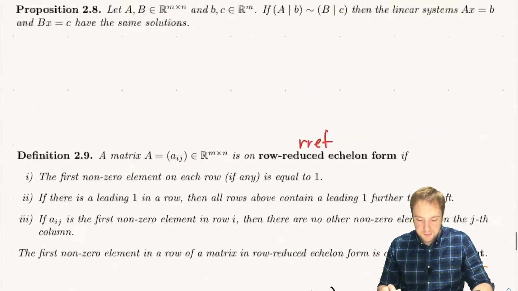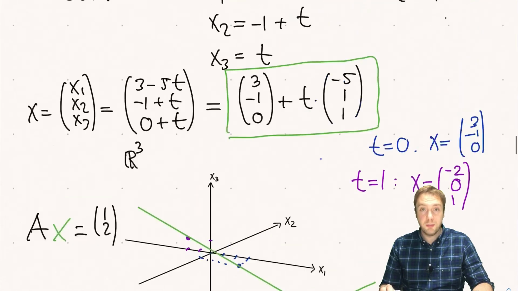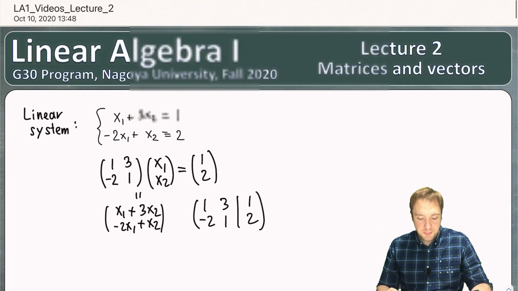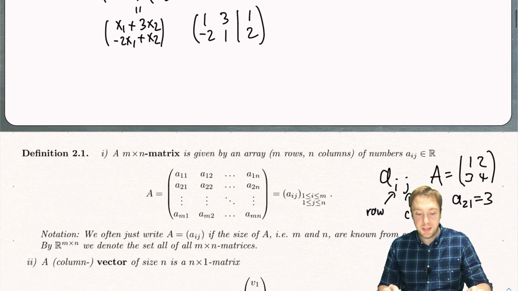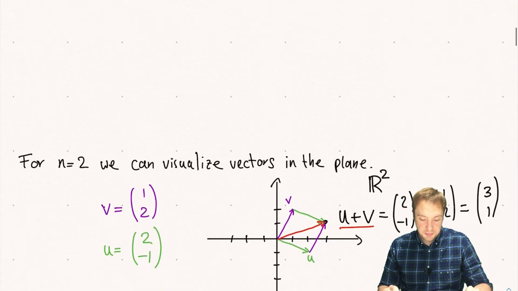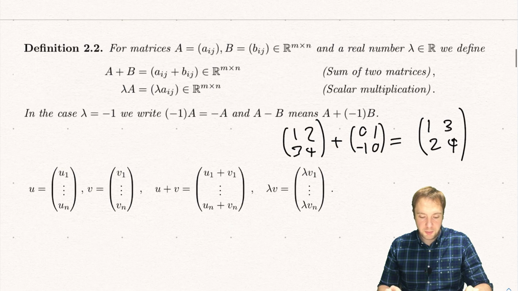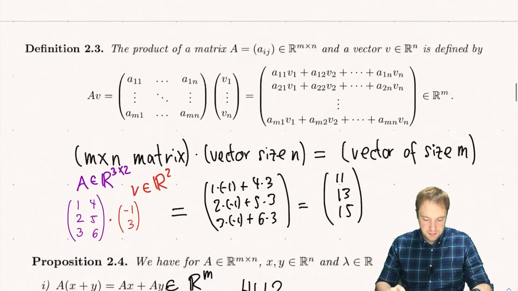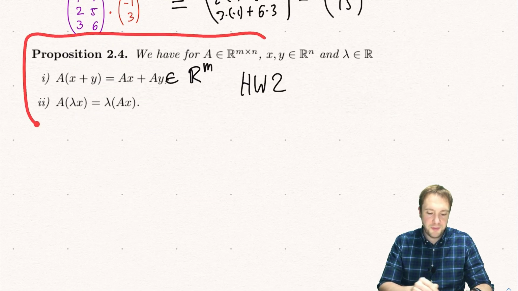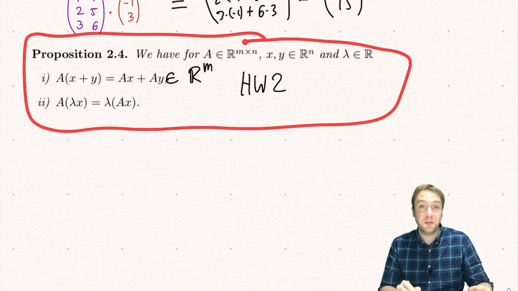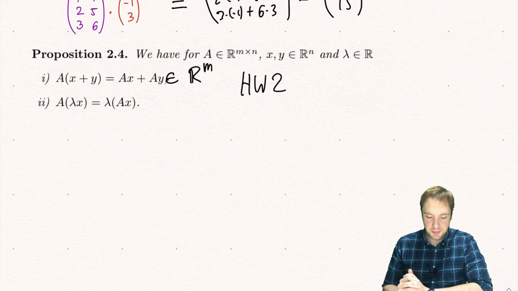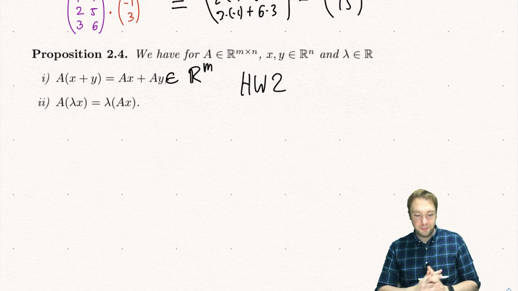And next time we will start talking about linear maps, and linear maps will be given basically by multiplication by matrices. You will prove in the homework that matrix multiplication satisfies these two properties, and these two properties will be used to define linear maps in general. But this we will do next time, so see you then.